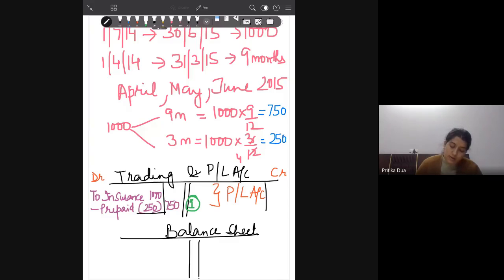Apart from that, what is the effect in the balance sheet? Now, liabilities are amounts which are due, which the business owes to the outsiders, while assets are things of value owned by the business. So an asset will give benefit to the firm in the coming future.